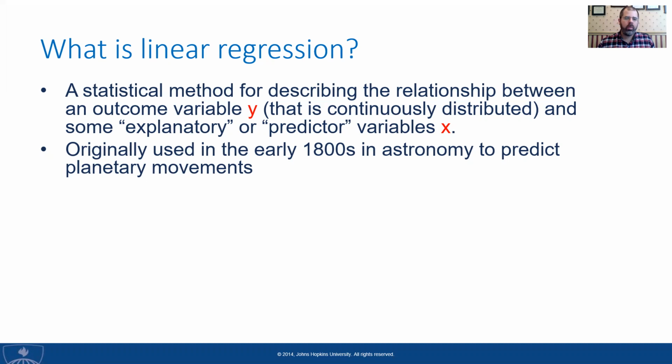Linear regression was originally used in the early 1800s in astronomy to predict planetary movements, but since then it has become a cornerstone of statistical analysis in all sorts of fields, including health and medicine, in which most of us conduct research.